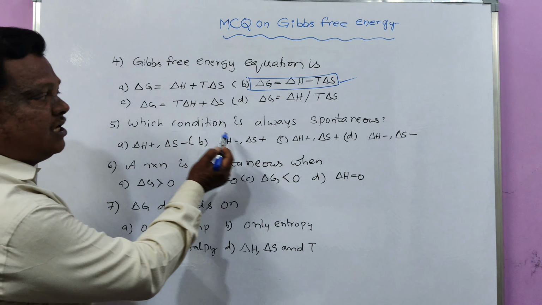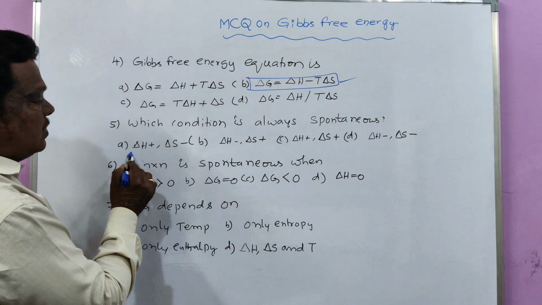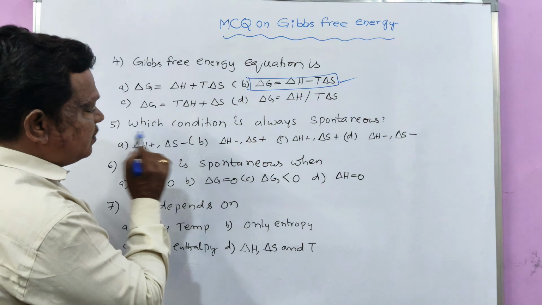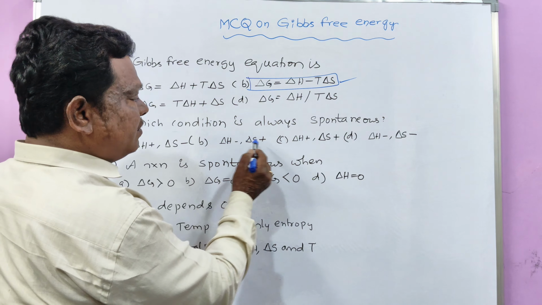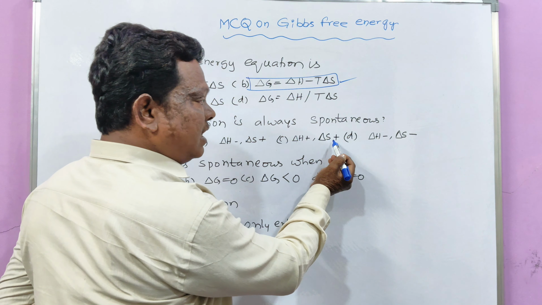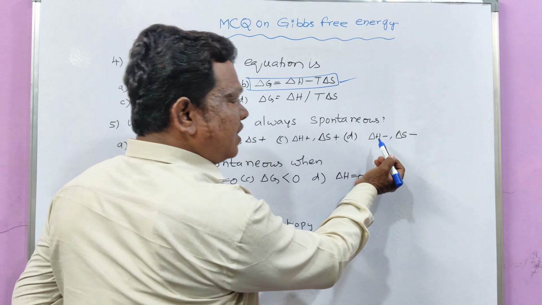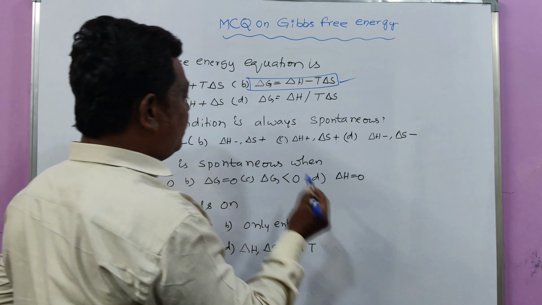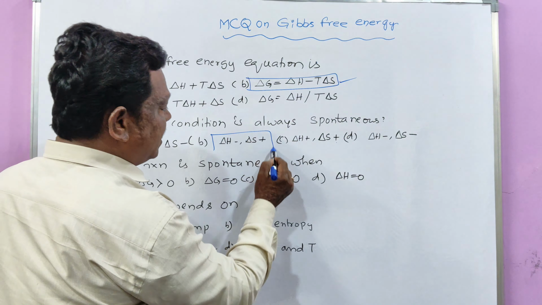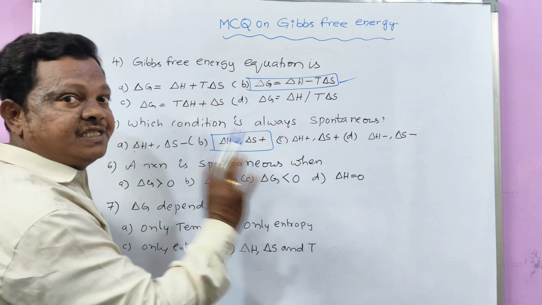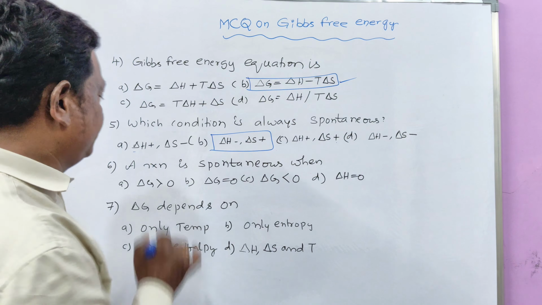In this question, which condition is always spontaneous? Okay, here delta H is negative, delta S is positive; delta H is positive, delta S is positive; delta H negative, delta S positive; and delta H is negative, delta S also negative. So for spontaneous reactions, delta S is always positive and delta H is always negative.